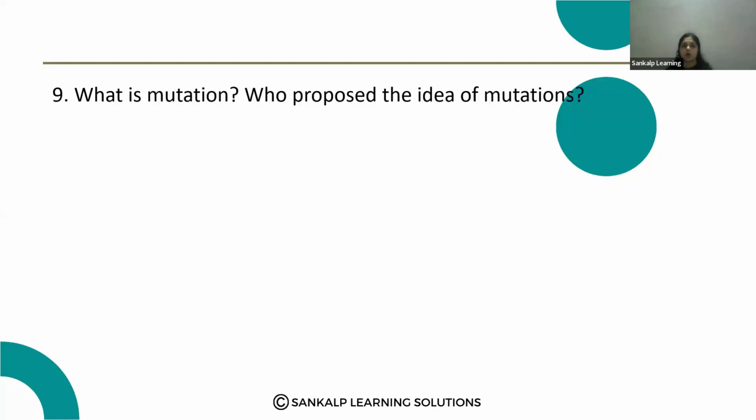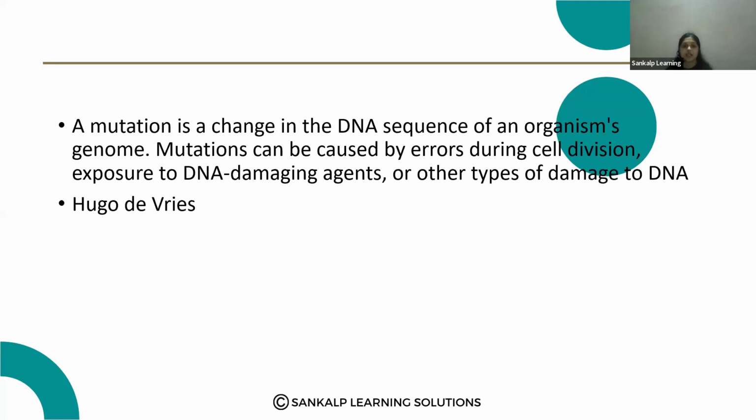Next question. What is mutation? Who proposed the idea of mutations? A mutation is a change in the DNA sequence in an organism's genome. Mutation can be caused by errors during cell division, exposure to DNA-damaging agents, or other types of damage to the DNA. We are already familiar with this word mutation, and it was proposed by the scientist Hugo de Vries.